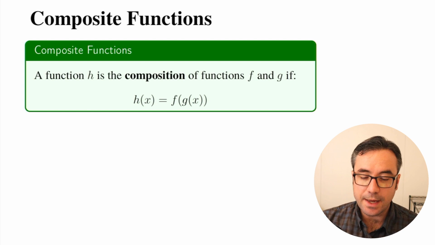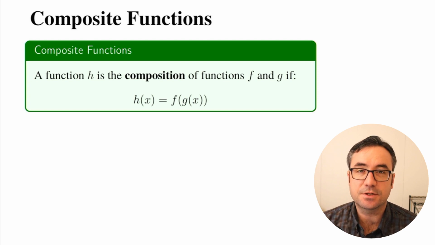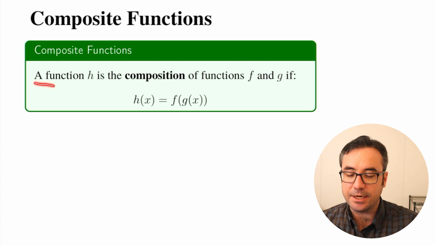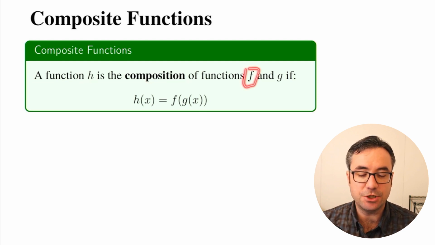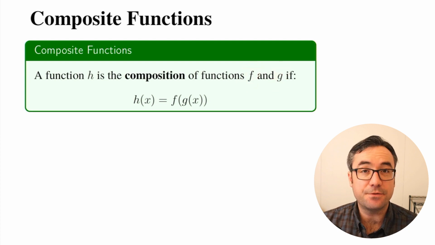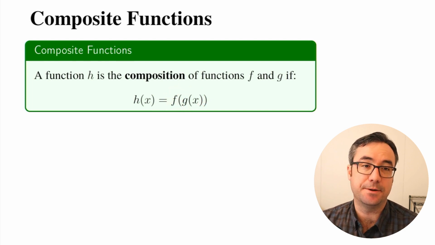Now there's one other way that we're going to investigate how to combine two functions together. And this is called a composition. So a function h is the composition of functions f and g if h of x is equal to f with g of x plugged in.